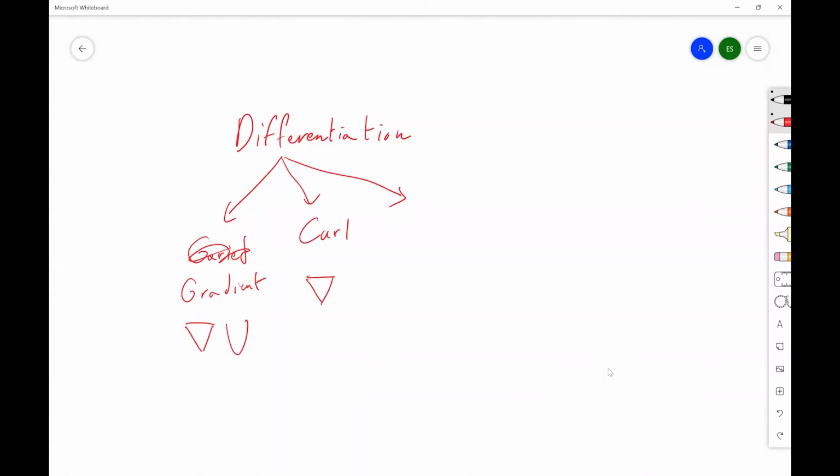which applies to a vector field. So we differentiate a vector field and we get a vector field as a result. And then the final thing is called the divergence, which we write as follows. So this takes in a vector field and gives me a scalar. And you can see that's suggested by the terminology.